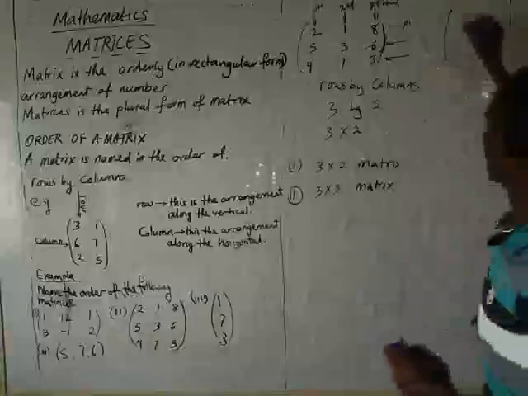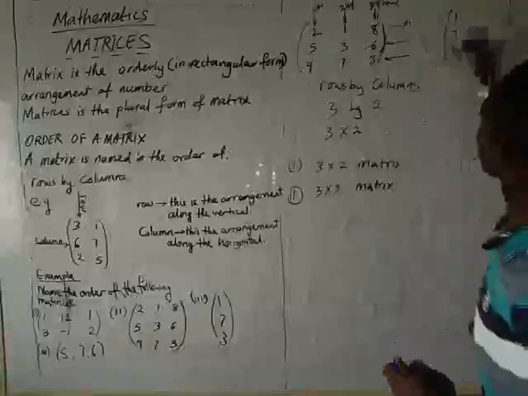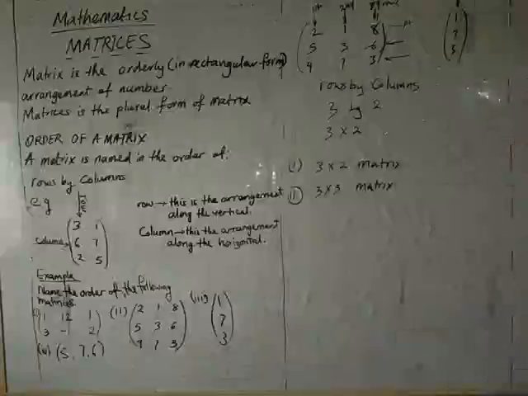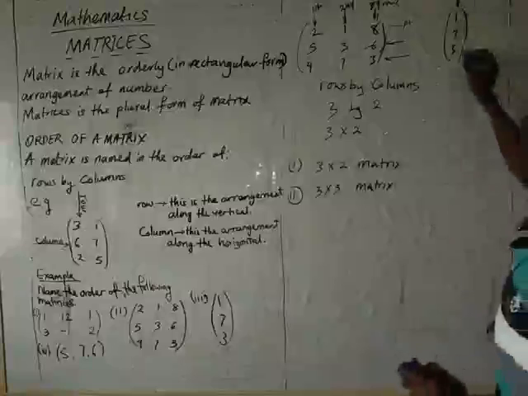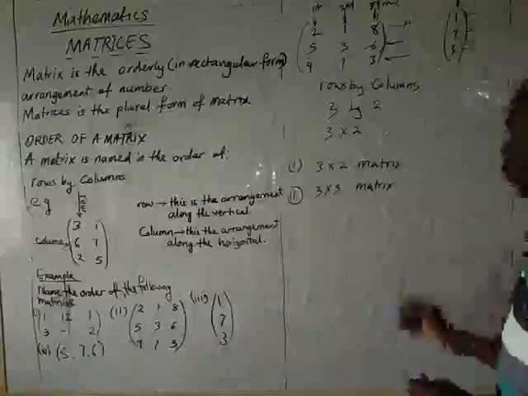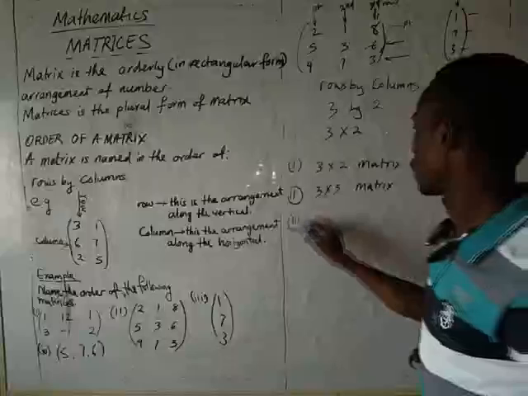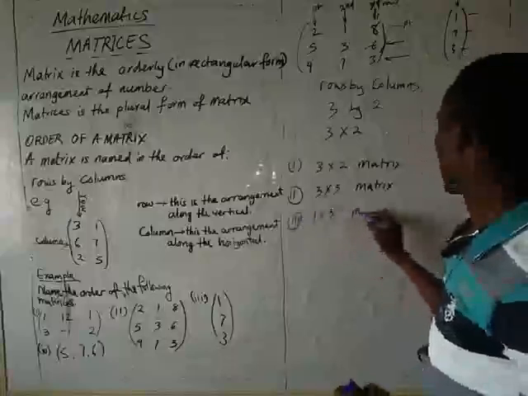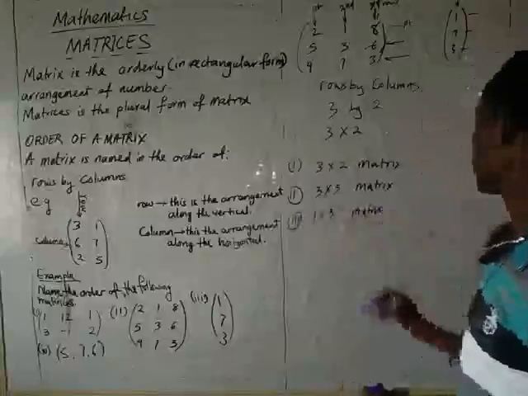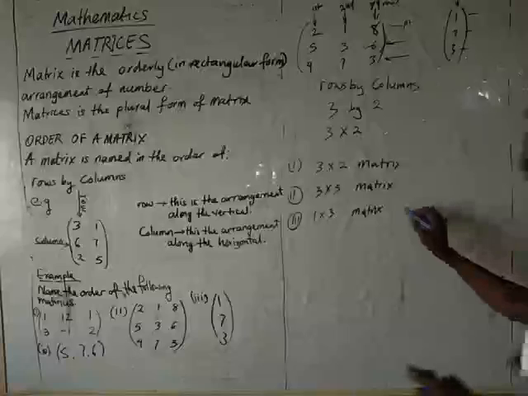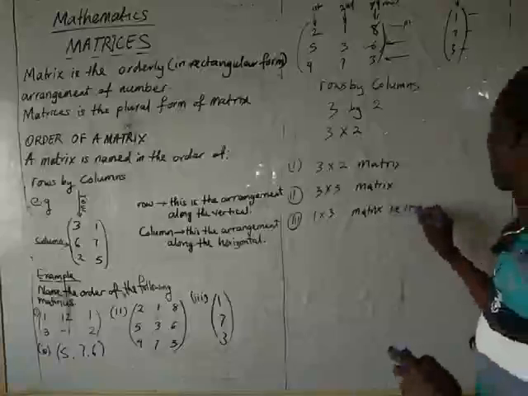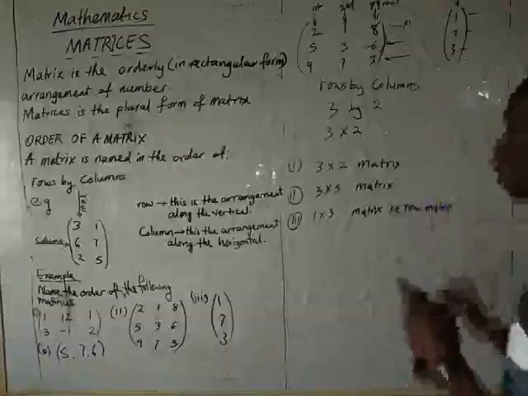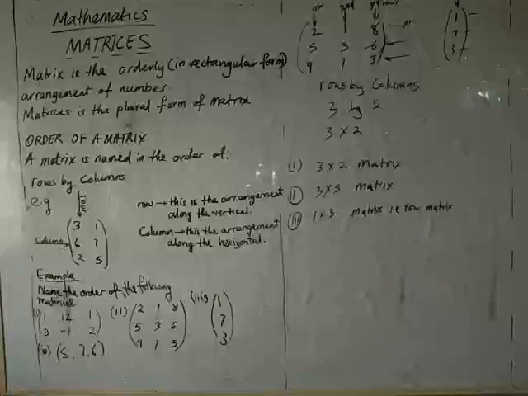In the third one, I have 1, 7, 3. I have just a single row here and 3 columns. So I'll be having here a 1 by 3 matrix. When we have a single row, we call it a row matrix, because I have only a single row given in that place.